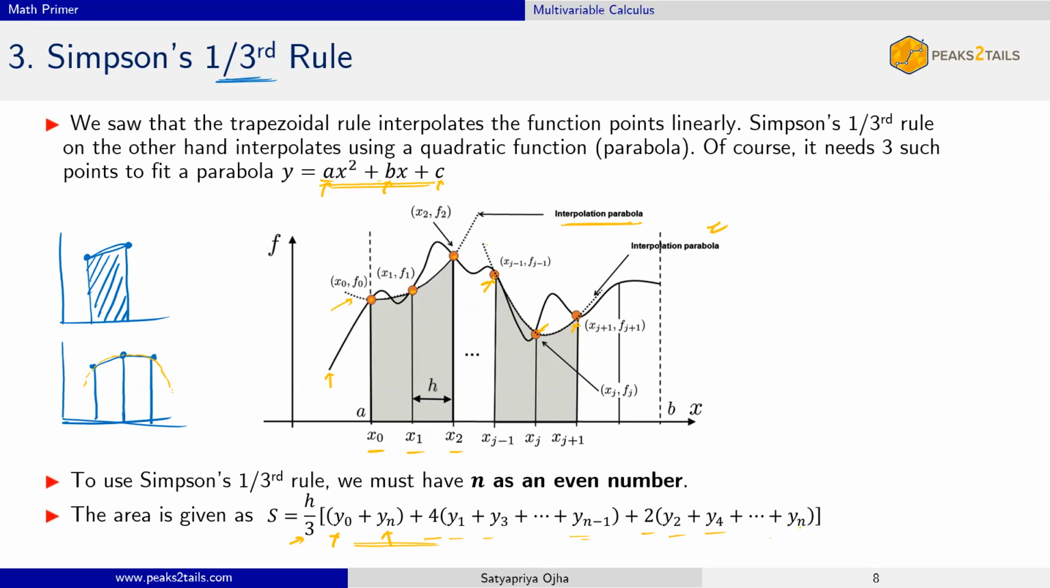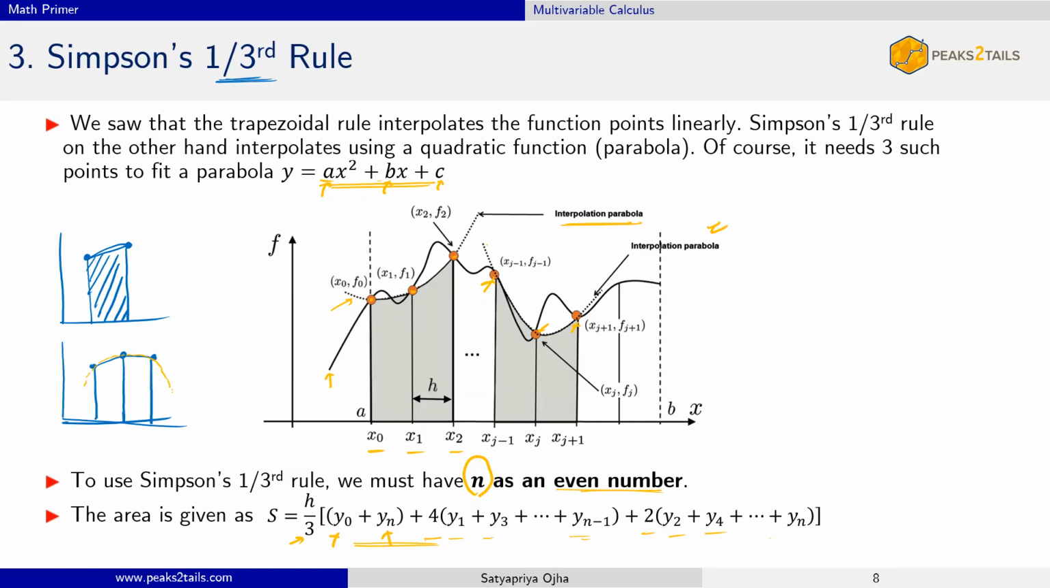Now, the very important condition for Simpson's one-third rule is that your choice of n is now restricted. For the rectangle rule, which is the Riemann sum, or the trapezoidal rule, we had no restriction on n. You can have any number of subintervals as you want. It can be odd, it can be even, it can be anything. In case of Simpson's one-third rule, n has to be an even number. You cannot have an odd number of intervals. So you break it up as either 4 or 6 or 8 or 10 or 60. So n is even.